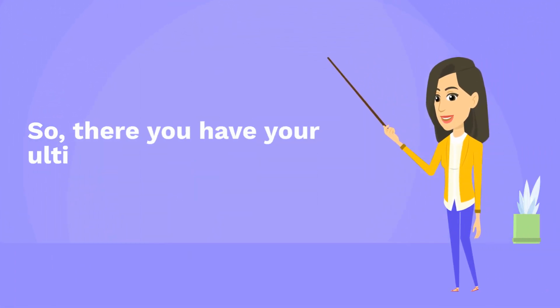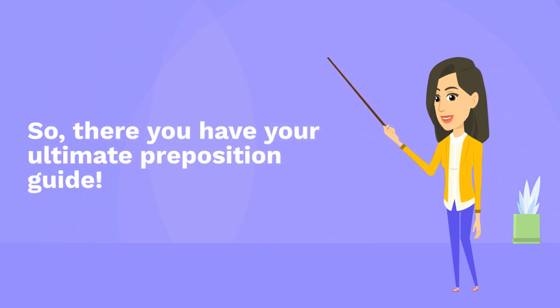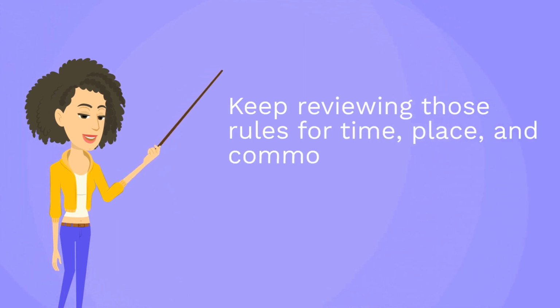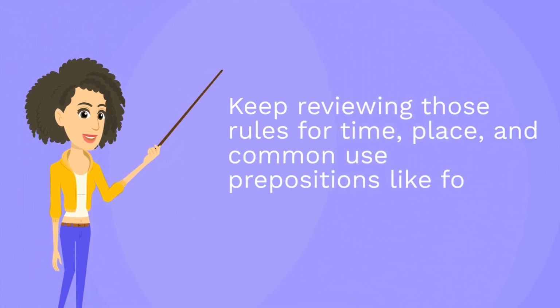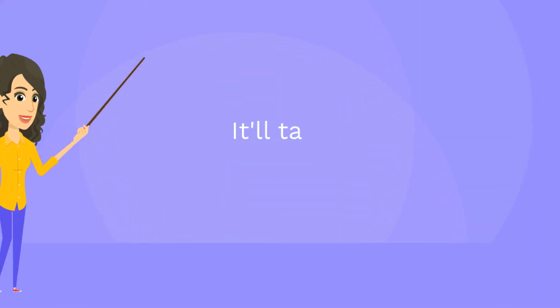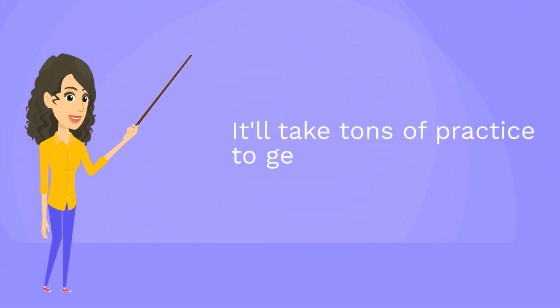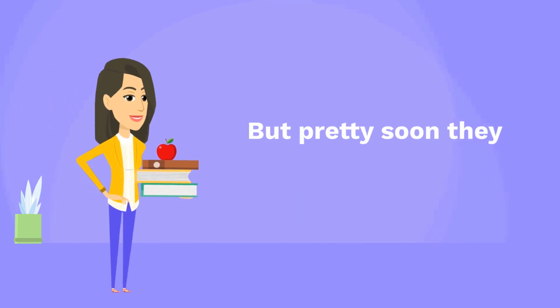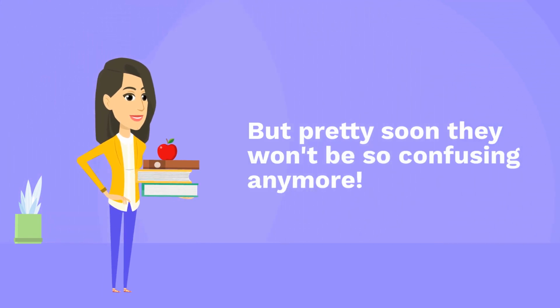So, there you have your ultimate preposition guide. Keep reviewing those rules for time, place, and common use prepositions like for, by, with, about, and to. It'll take tons of practice to get used to all the nuances of prepositions. But pretty soon they won't be so confusing anymore.